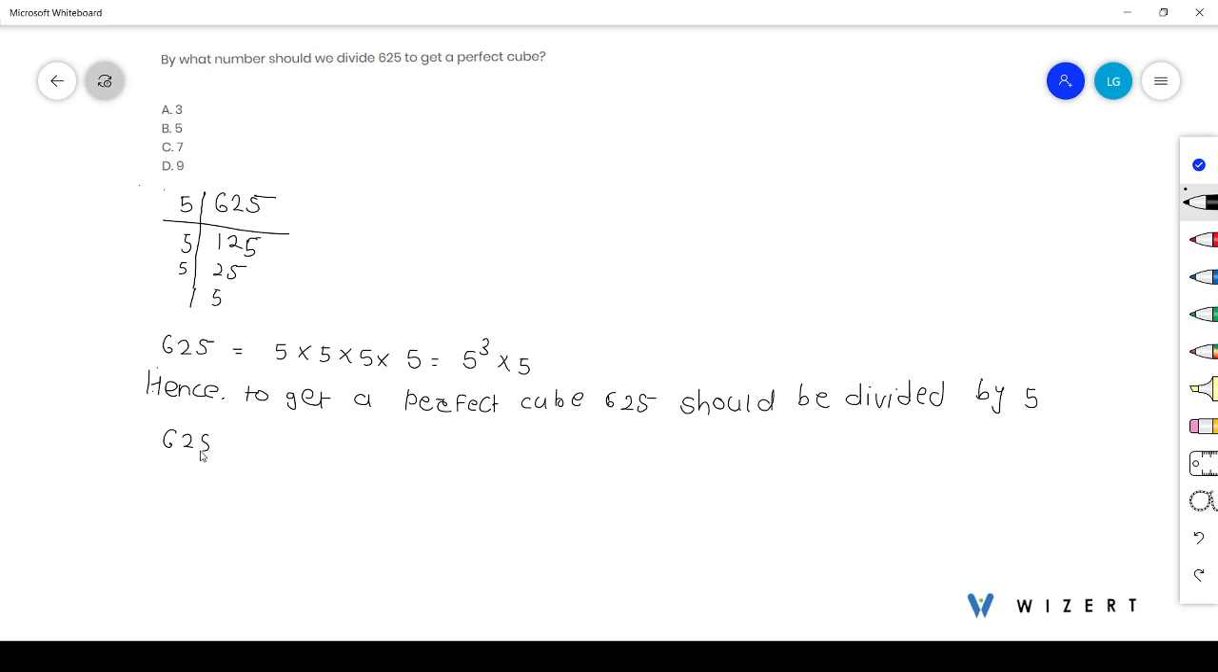So 625 divided by 5 will be 125, which is perfect cube of 5.